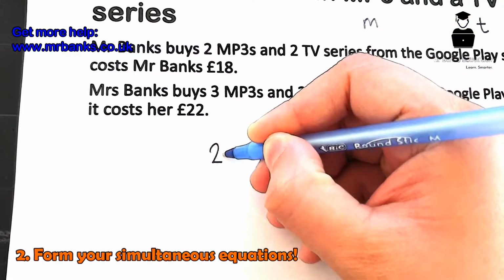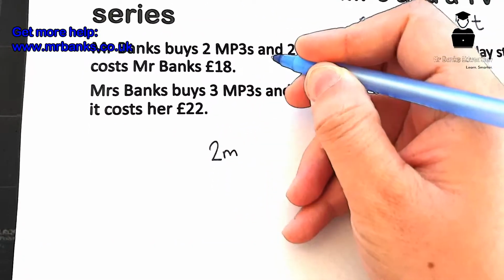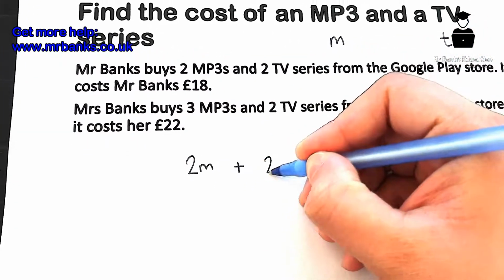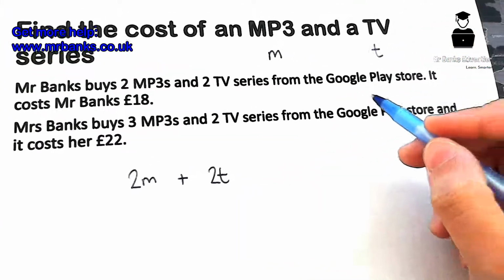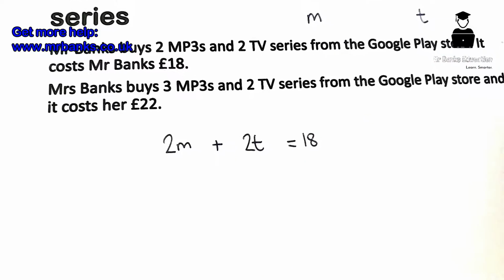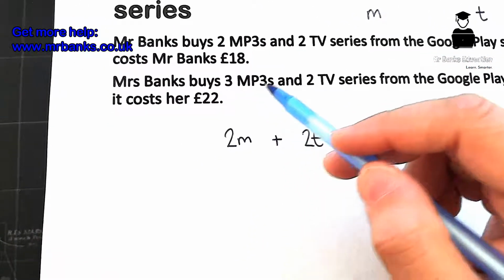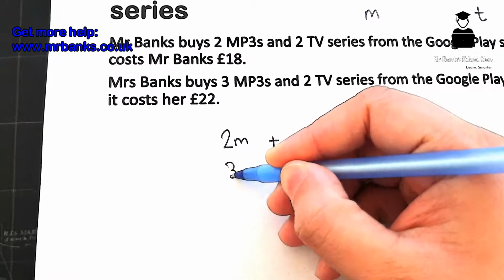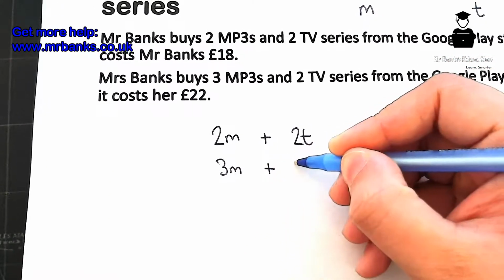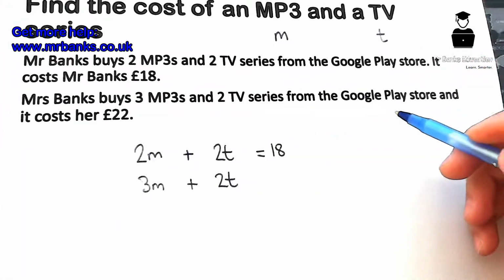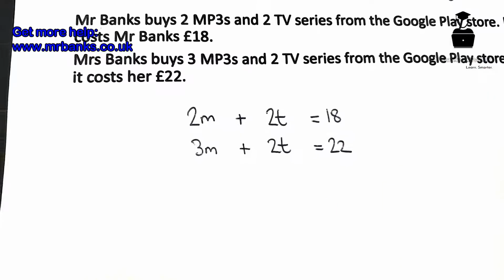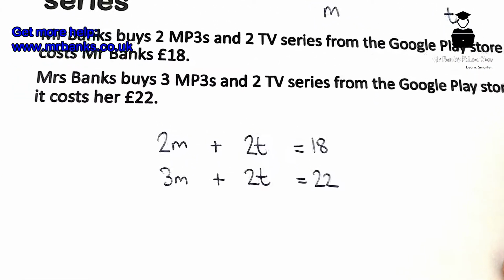So 2M, see, 2 MP3s, and that means plus 2 TV series, let's call it 2T, and it makes £18, okay? So Mrs. Banks buys 3 MP3s, so that would be 3M, and again 2 TV series. Okay, and it costs £22. So this is a typical simultaneous equation question.